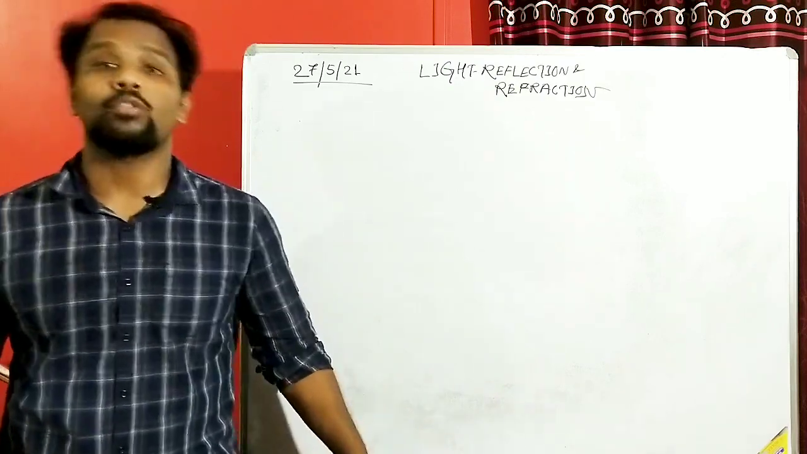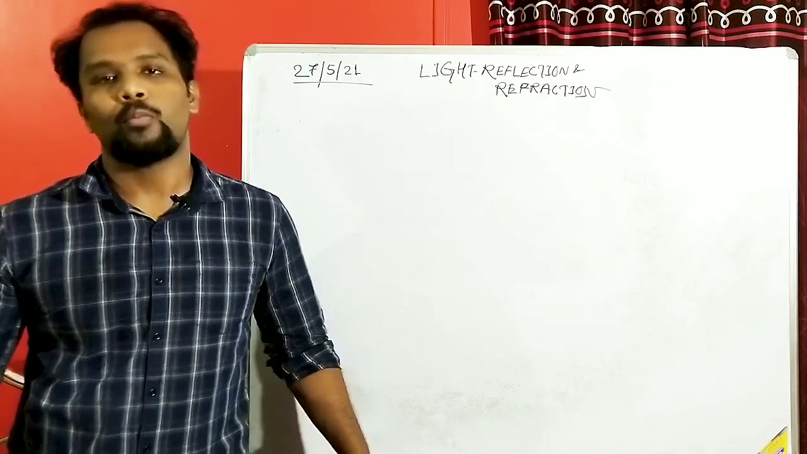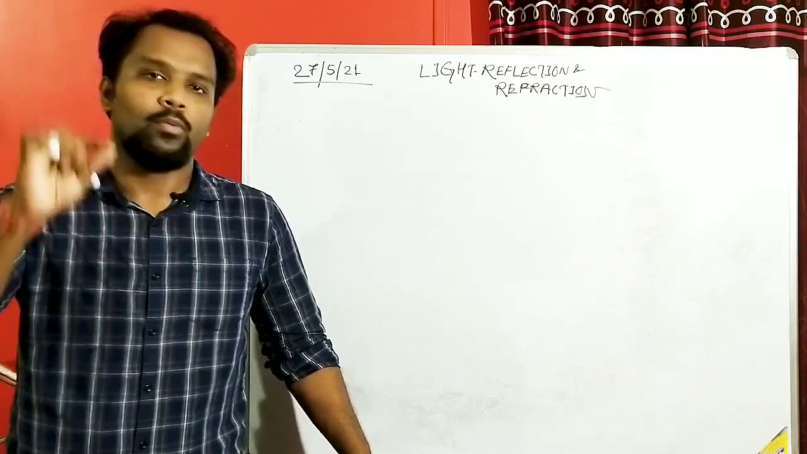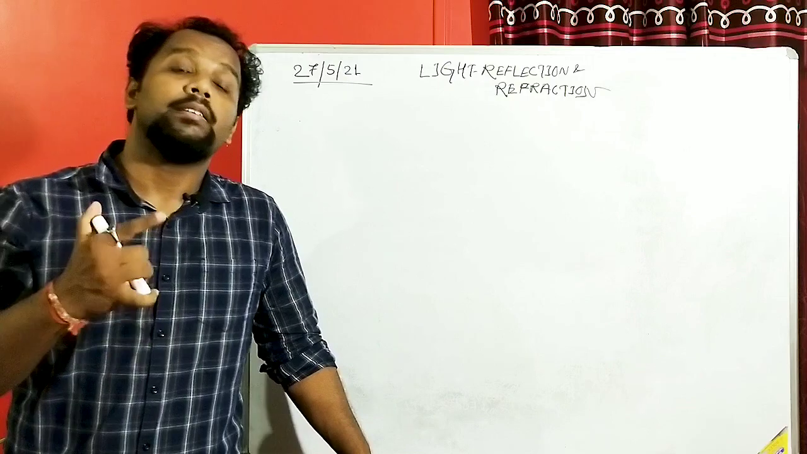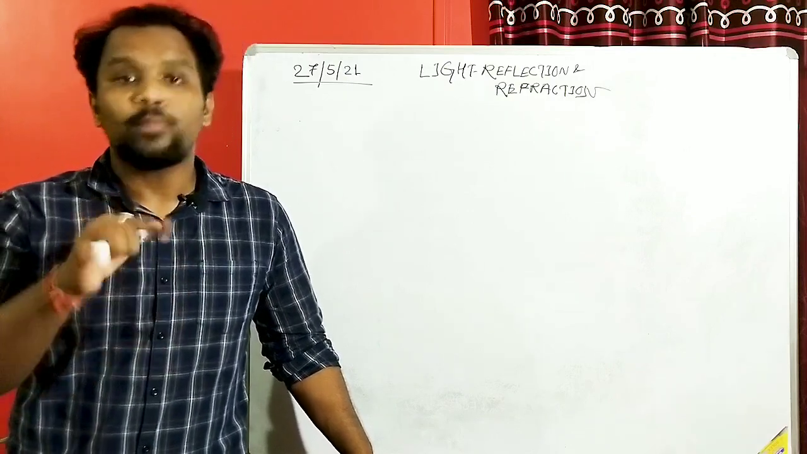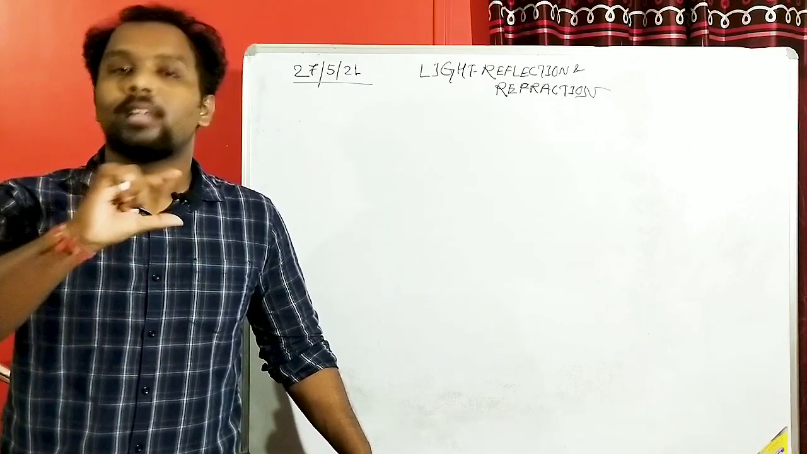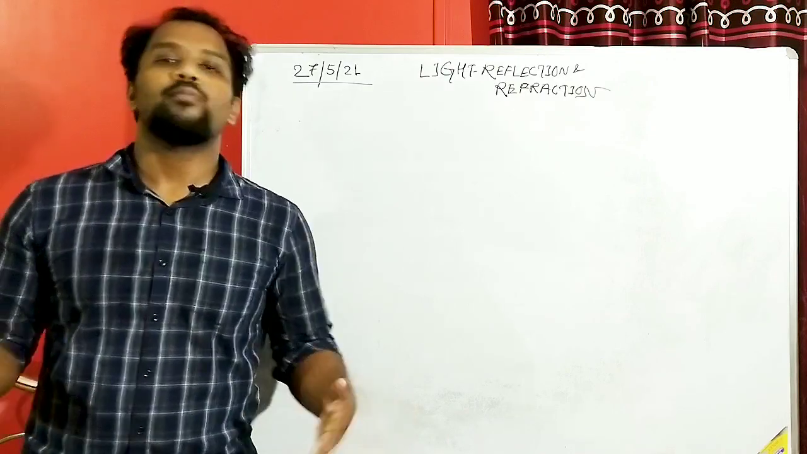The convex lens is nothing but the converging lens. It has the property to converge all the incoming rays to the focus, okay? And the concave lens is a diverging lens because it has the property to diverge all the incoming rays. So these are the main properties that we got.